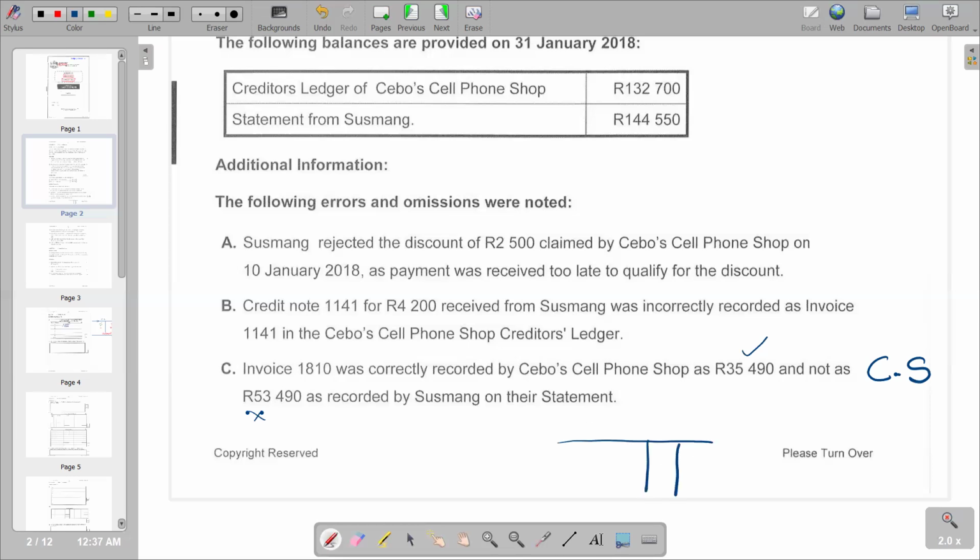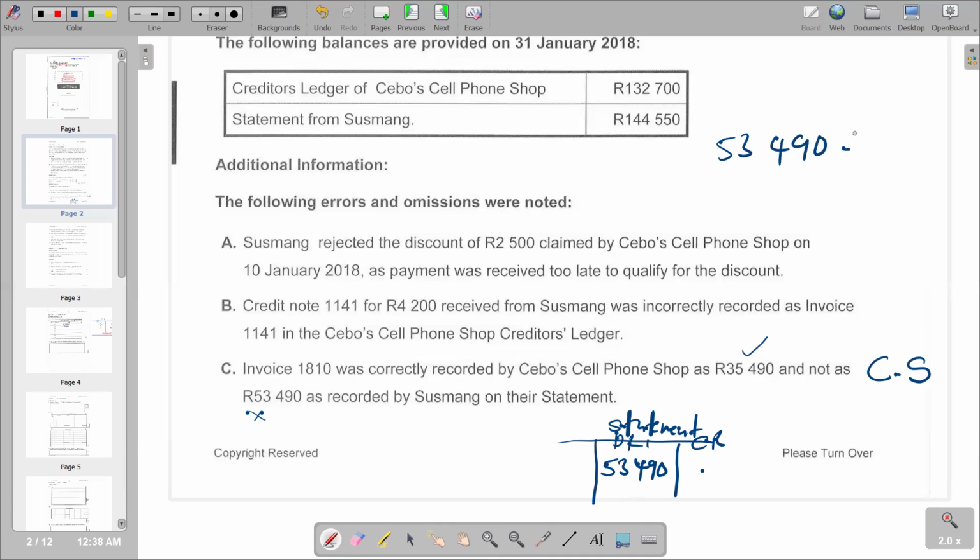So basically, yes, invoices come on the debit side. This is our statement. What we are saying is we've got a higher figure on the debit side of the statement. So this is our credit. We have got 53,490 on the debit side, but it's supposed to be 35,490. So we got a bigger figure, so we need to reduce it by the difference.